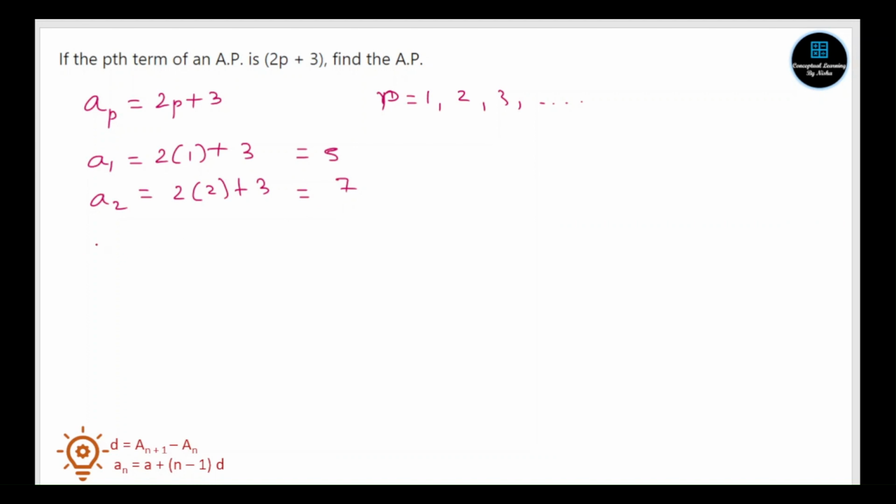Correct? And if I see the common difference is 2, so I can easily write the next term also. It would be 9, but let's check. If I say 2 times 3 plus 3, so 6 plus 3 is 9. So yes, the AP is 5, 7, 9. What would be the next term? 11 and so on. Great.